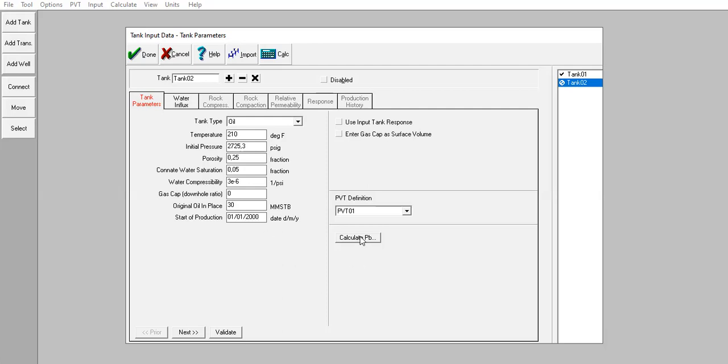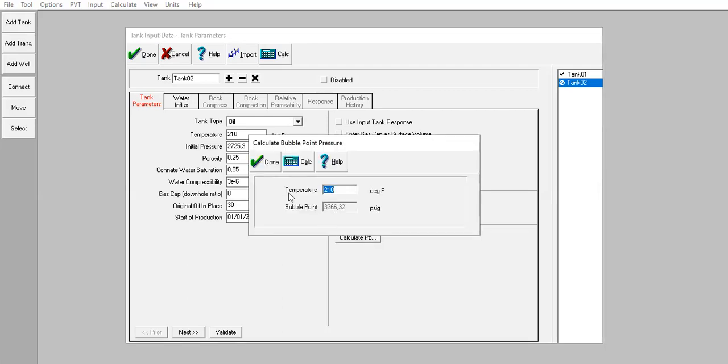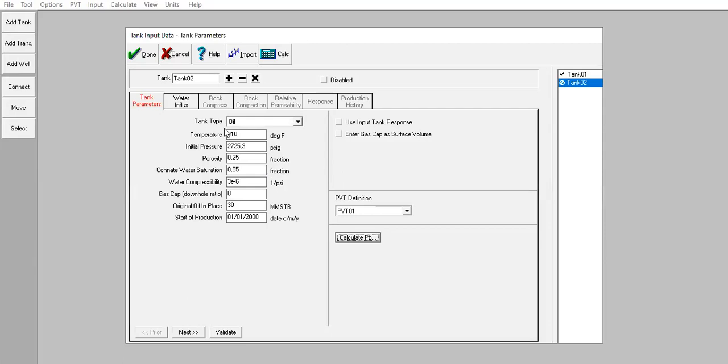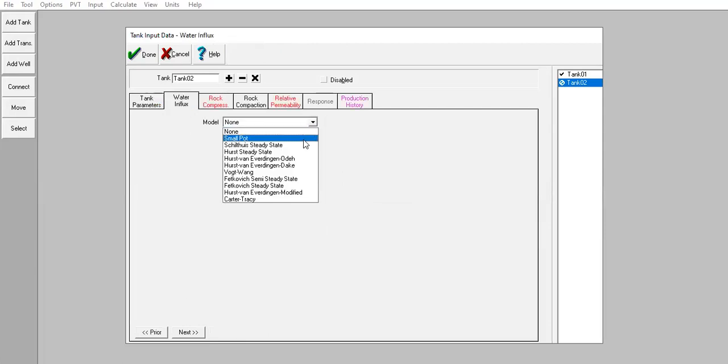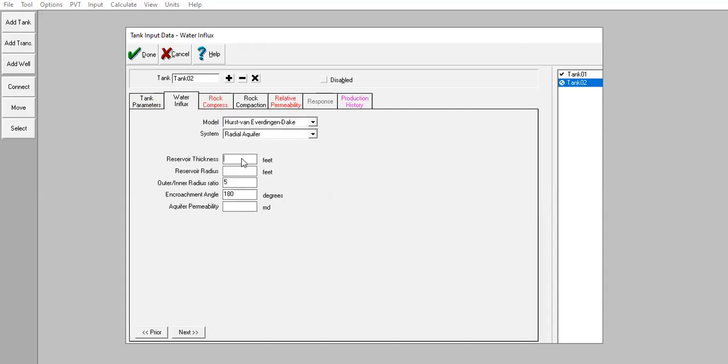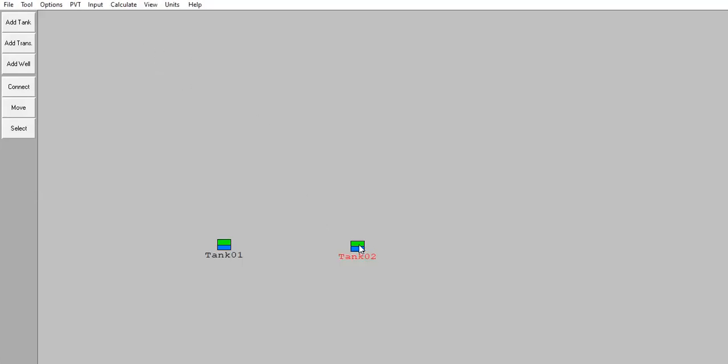Okay. Calculate the bubble point pressure. This one. Click done. Water influx. We will do the same steps. Encroachment angle 140 degrees and the aquifer permeability same. I will click done first. I will check the encroachment angle for the first tank, making sure that I have the right number. It should be 140. Click done. Again, go back to tank 2.